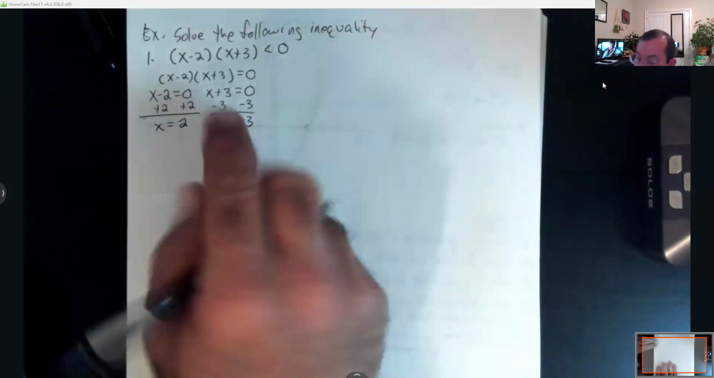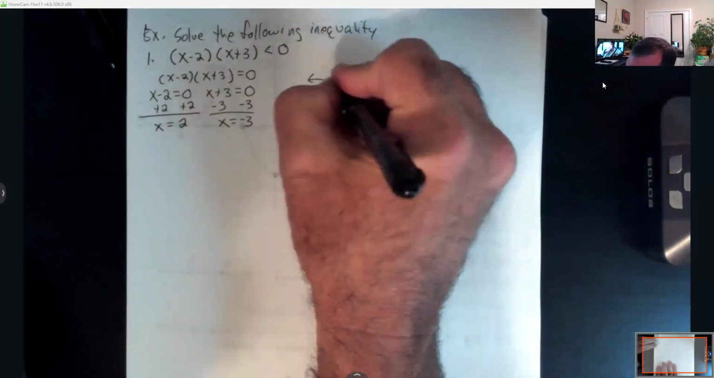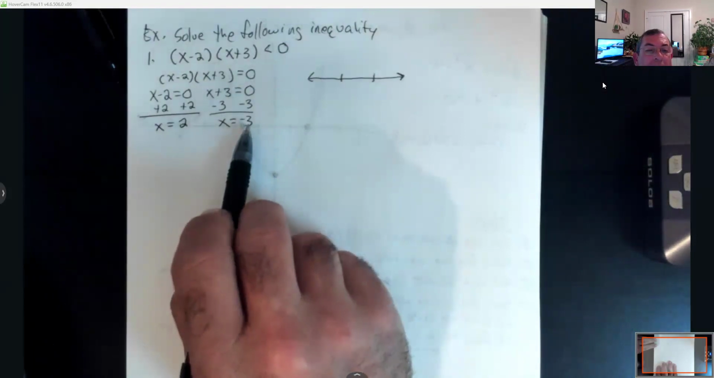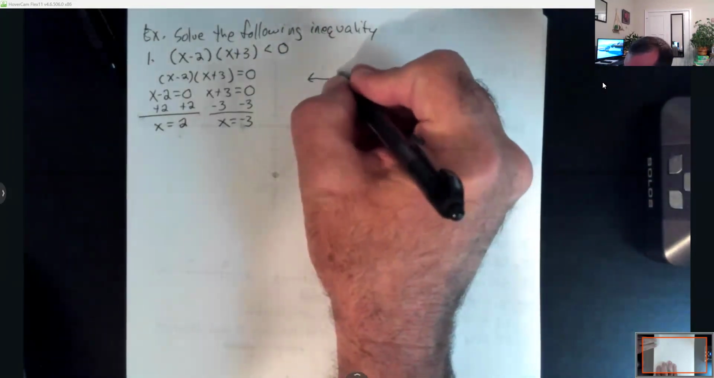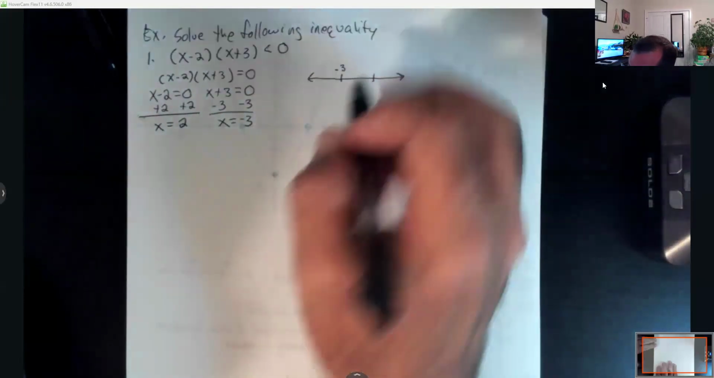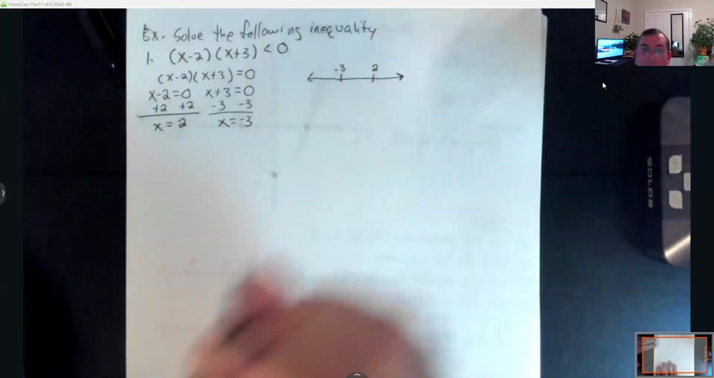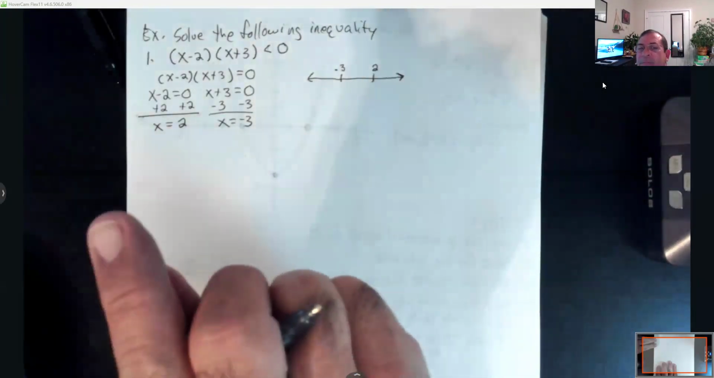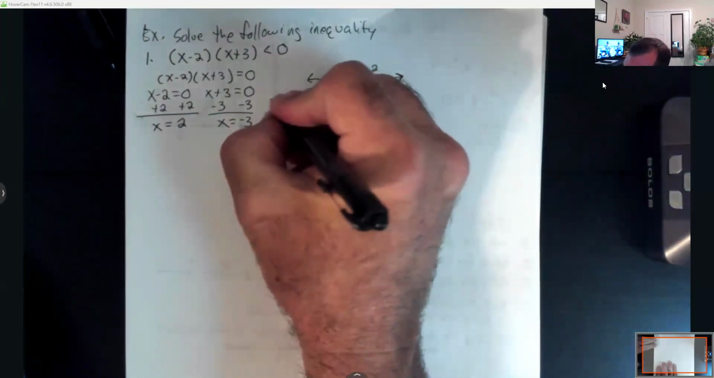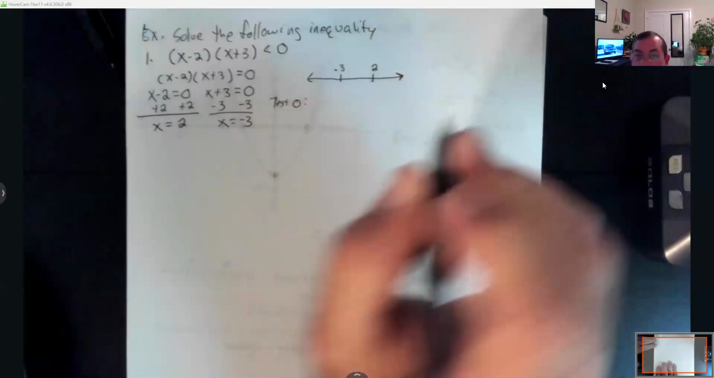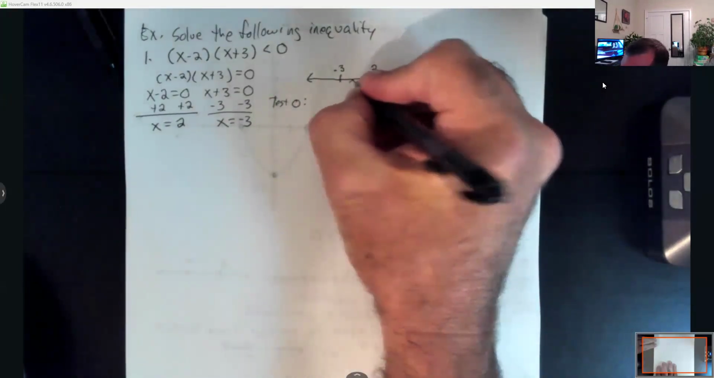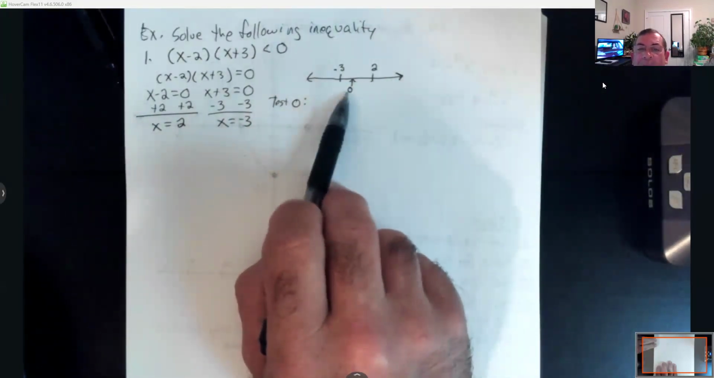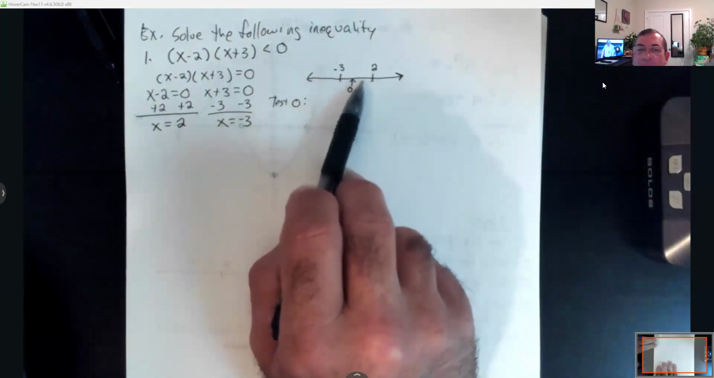So I'm going to set my number line up. Now remember, I'm going left to right on the number line, so the left side will be the -3. Right here will be -3. And then the +2 will be my second solution. So I've got my number line set up. So now I'm going to test 0. Now check this out. 0 would be in this section right here between -3 and 2 on the number line. 0 is right in there between both of those.